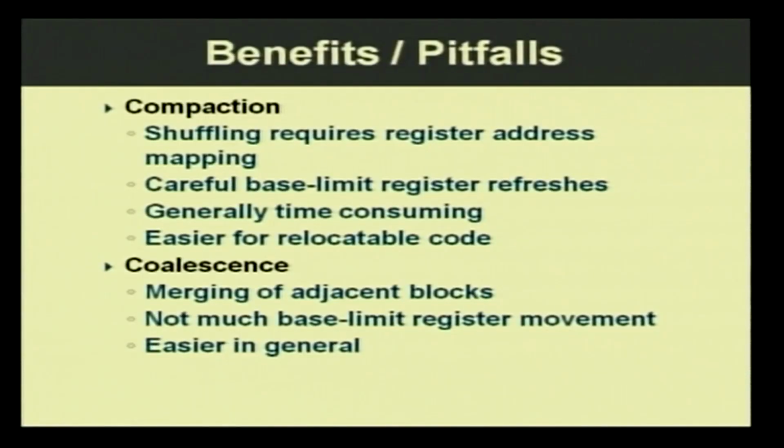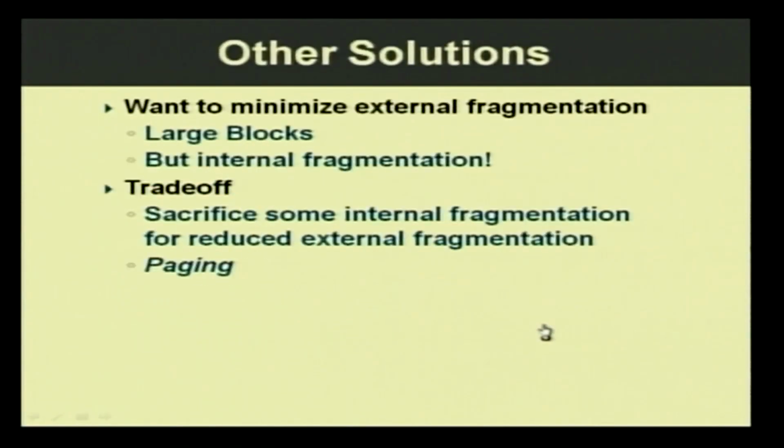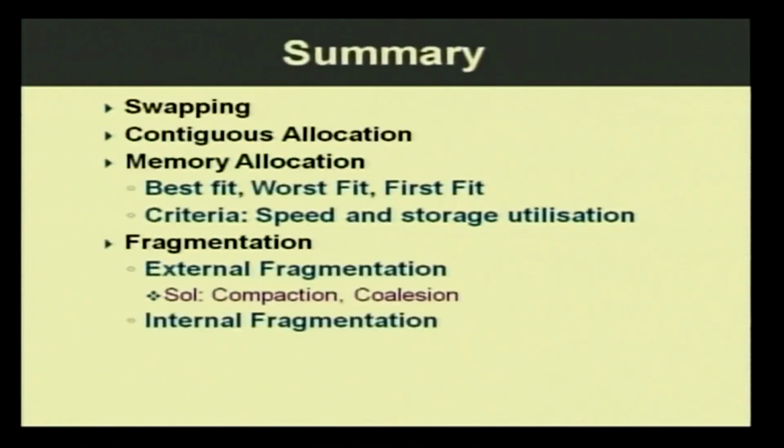Therefore, there are various benefits and pitfalls of compaction and coalescence. Compaction is generally time consuming, but applicable for relocatable processes. We have to be careful in doing compaction, and it takes time also. Coalescence takes very little time, needs no hardware support, and is easier in general. There are, however, other solutions to fragmentation called paging and segmentation, which we will discuss in the forthcoming lectures.